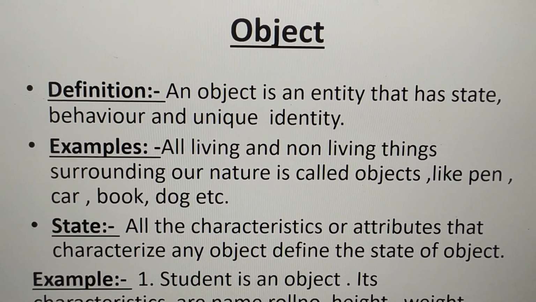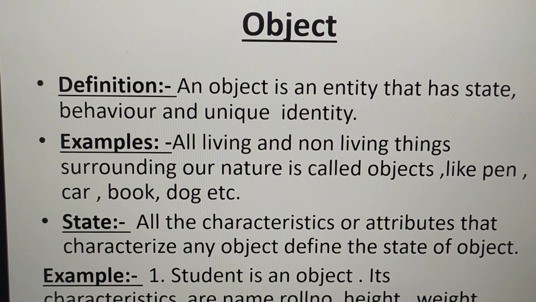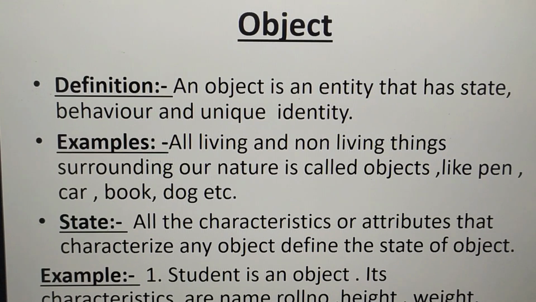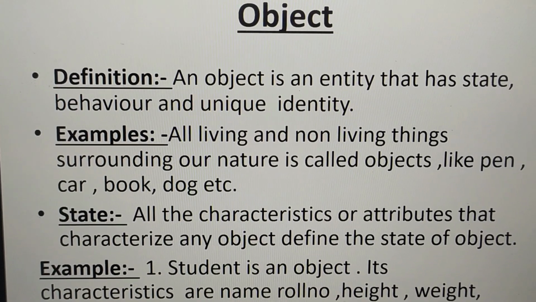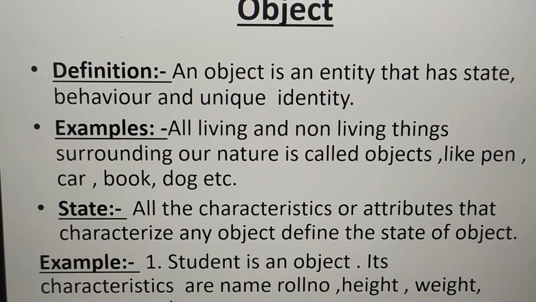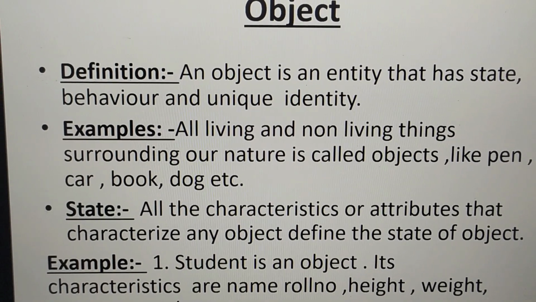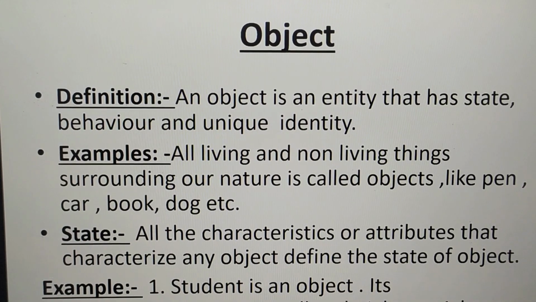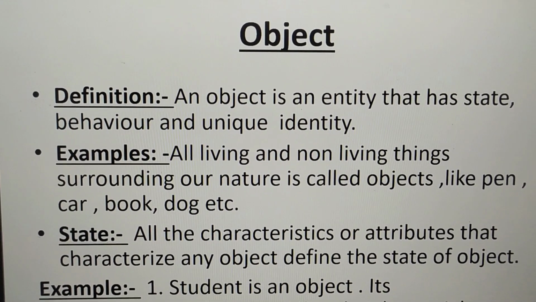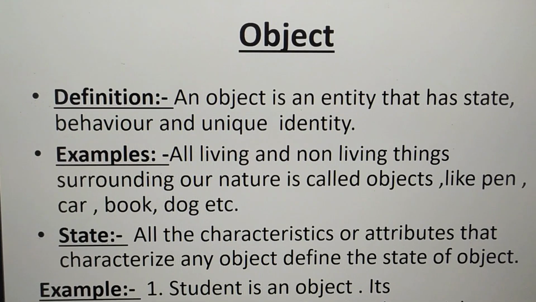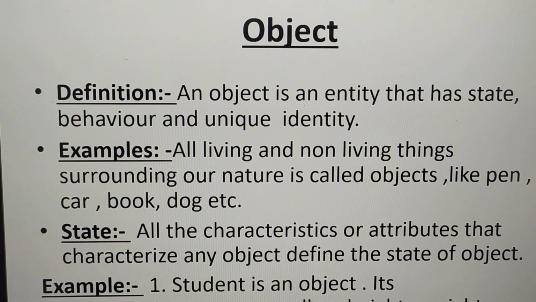In the last session I explained the concept of an object, and I think you understood what an object is. All living and non-living things surrounding us in nature are called objects. Whatever you are seeing around you is called an object. For example, your pen, pencil, book, copy, chair, table, pet, car, all these are known as objects. According to the definition, it is an entity which has a state, behavior and unique identity. State is nothing but the data, behavior is how it is functioning, and unique identity is the name of the object.